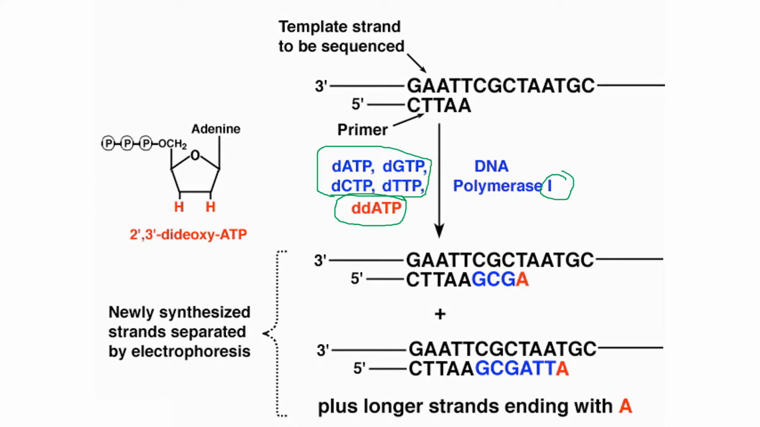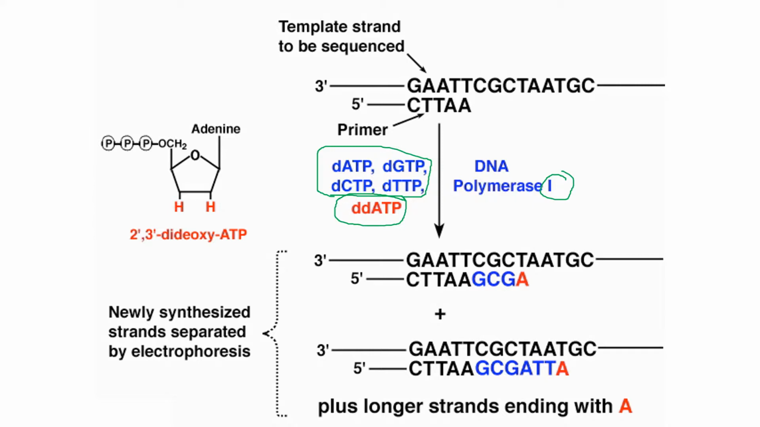So as we can see, this particular strand ended at this point, whereas this one got a little bit longer. So what we end up having are many different lengths of the DNA replicated, and that will allow us to line them up and sequence this to completion.